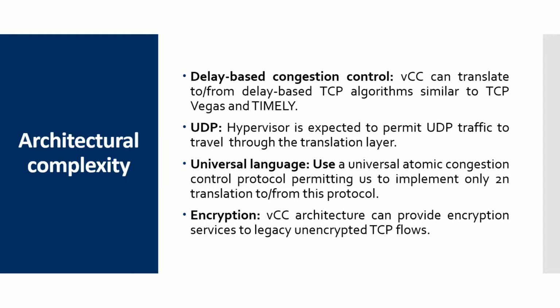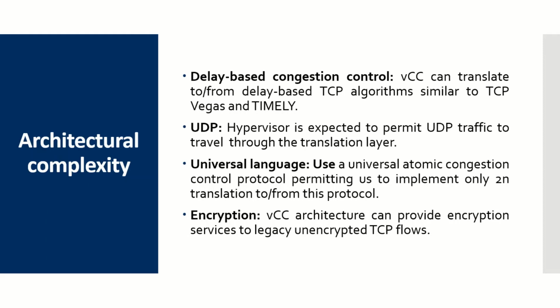The User Datagram Protocol, or UDP, is a communications protocol that is primarily used for establishing low latency and loss tolerant connections between applications on the Internet. This academic article emphasizes TCP. It is safe to assume the hypervisor would let the UDP traffic go through the transition layer in a transparent manner.